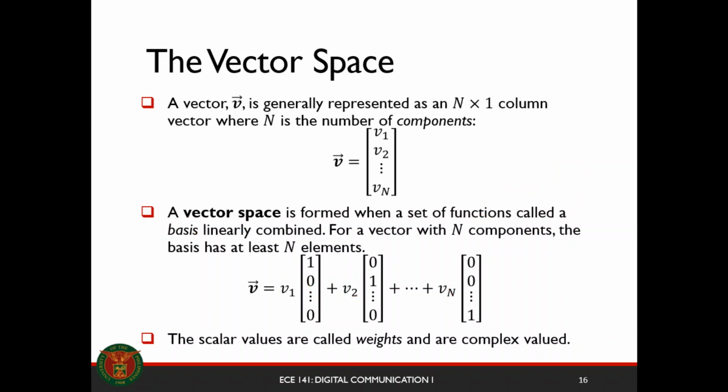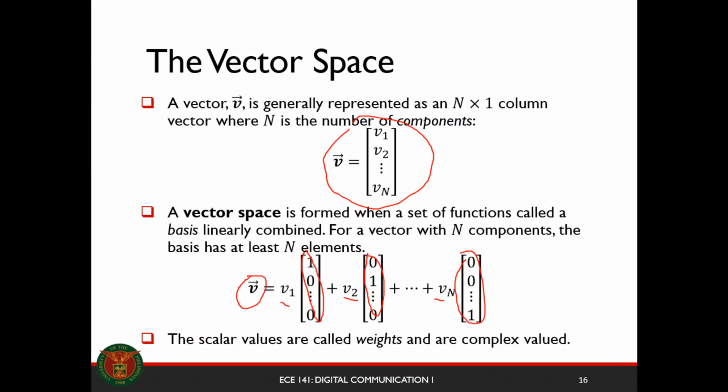Okay? So for a vector with n components, the basis has at least n elements. For example, this vector right here can be represented by this scalar times this vector, this scalar times this vector, and so on and so forth until you have this expression right there. And this is a linear combination that represents your vector v. The scalar values v_1 are weights and can be complex valued.